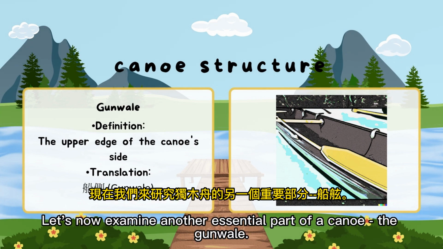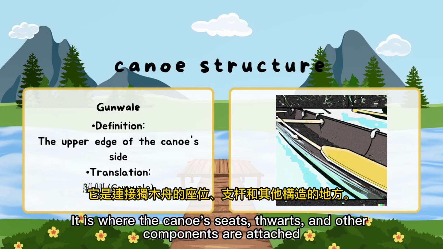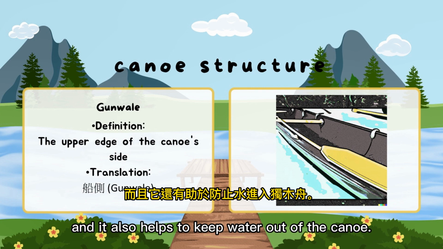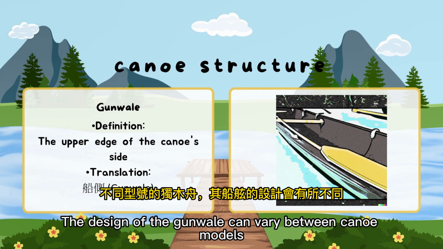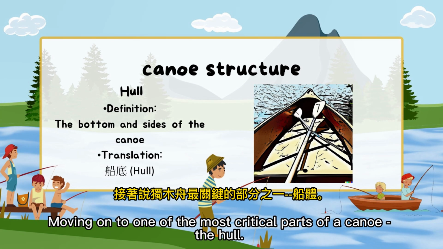Let's now examine another essential part of a canoe, the gunwale. The gunwale is the top edge of the canoe's hull and provides rigidity and strength to the structure. It is where the canoe's seats, thwarts, and other components are attached, and it also helps to keep water out of the canoe. The design of the gunwale can vary between canoe models, and it is typically made of wood, aluminum, or plastic.